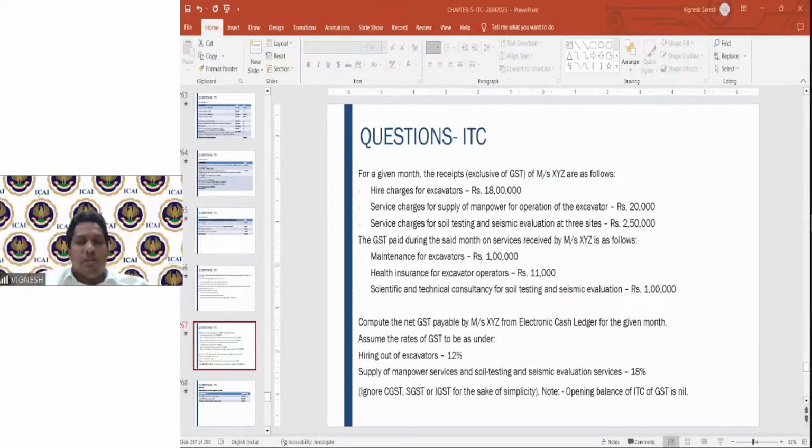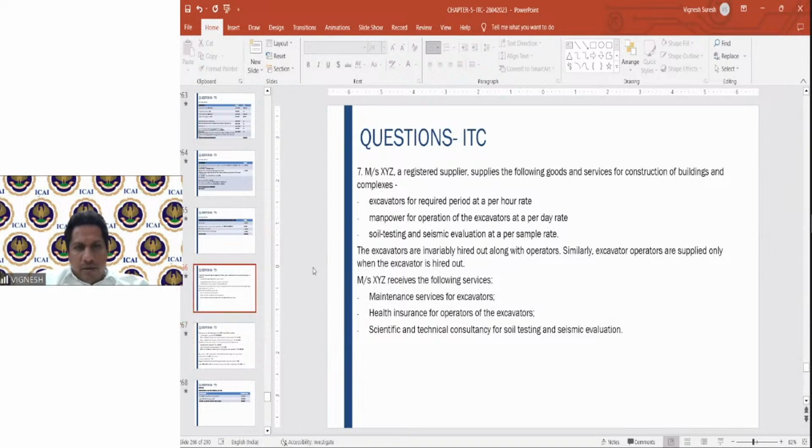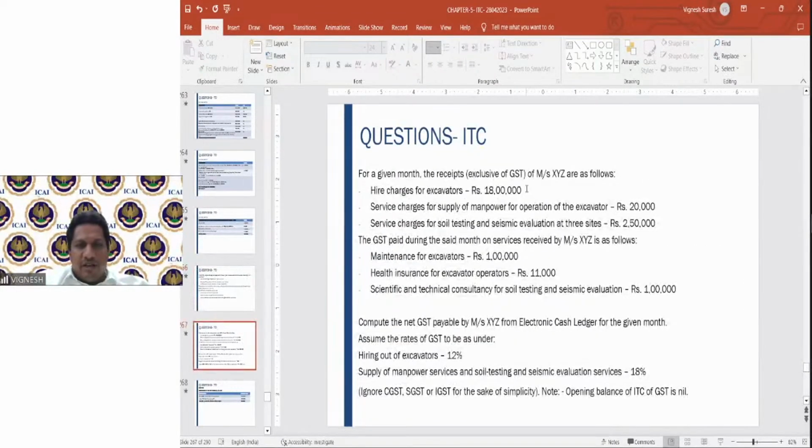Okay, so what is the gross GST liability? Let us first look at the gross GST liability. Again here. Hire charges for excavators, 18 lakhs. Fine. So 18 lakhs hire charges for excavators. He says clearly hiring out of excavators is 12%. So the principal supply here is hiring out the excavators. In addition to hiring of the excavators, if he is giving the manpower, it comes under the composite supply. So that manpower also will be subject to the same rate. So manpower 20,000 also will be subject to 12% GST rate.